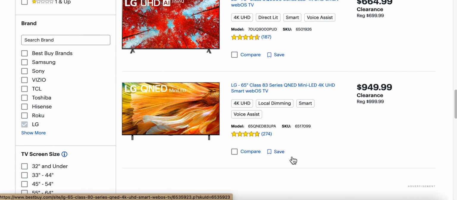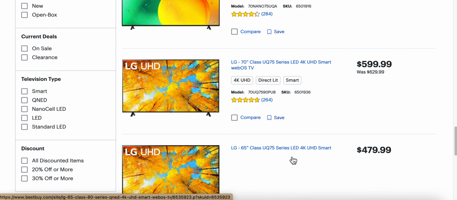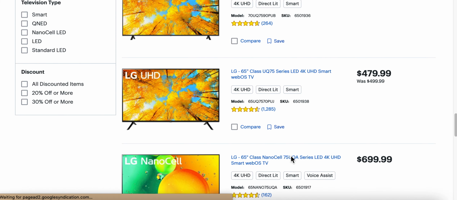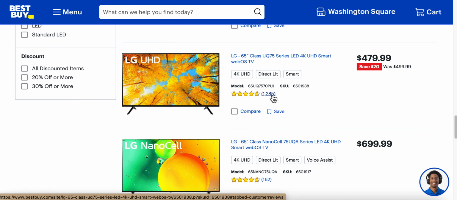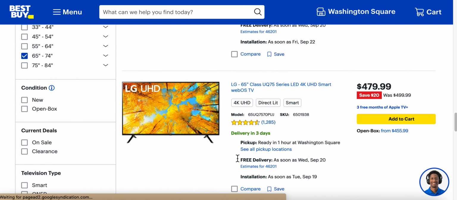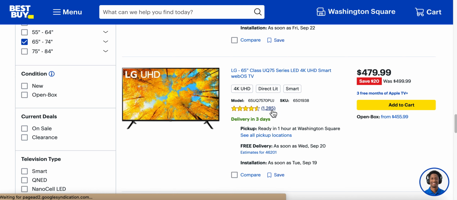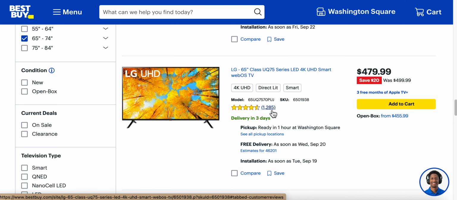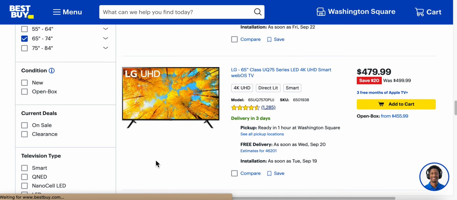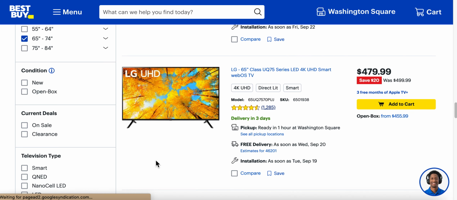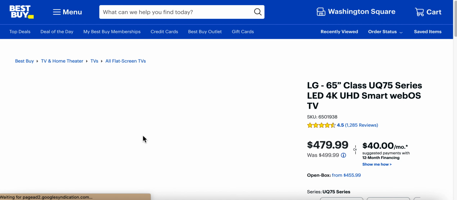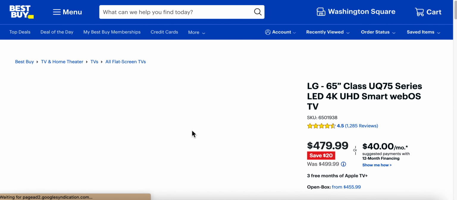Let me find one. I was looking for one with over 1,000 views or ratings. Here we go. So this one has a huge sample size compared to the other ones. So to me, that's really important, because it gives me a lot more information, right? So each one of these ratings is information.